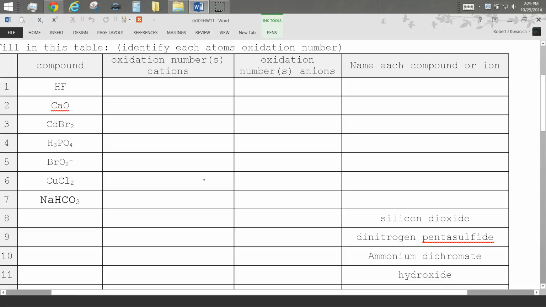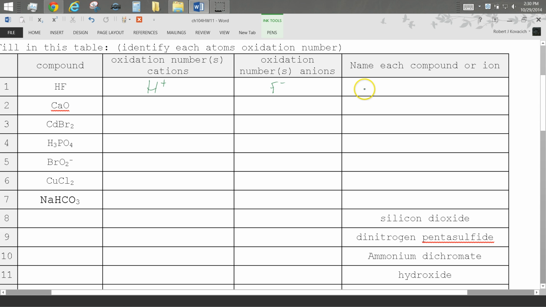Okay, let's go ahead and identify these cations and anions and names. So, what's the oxidation number for the cation in this first one? Why does hydrogen have a +1 charge? Because it's paired with a non-metal. Yep. And the fluoride is a -1 because in a compound fluorine is always -1.